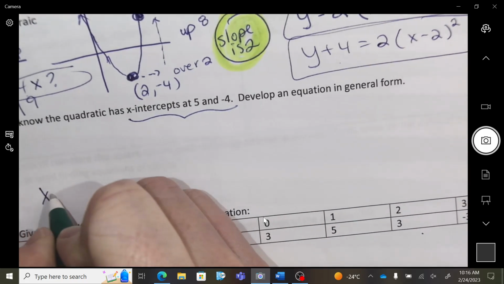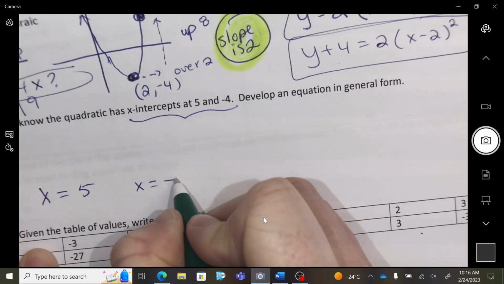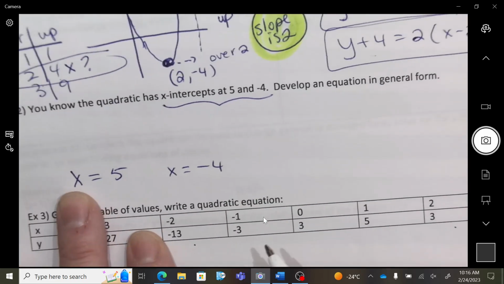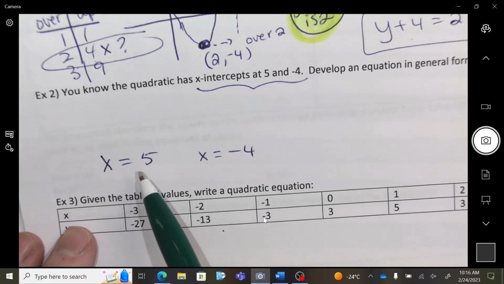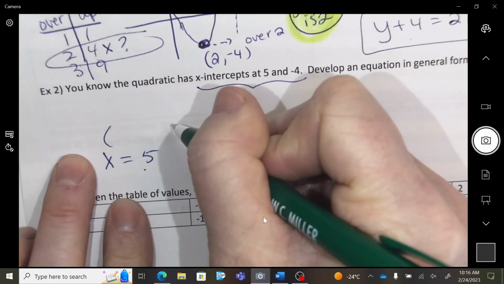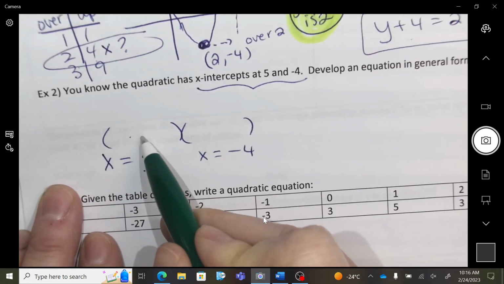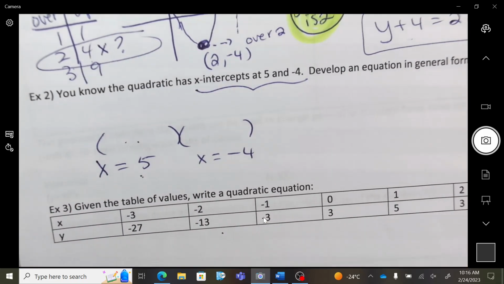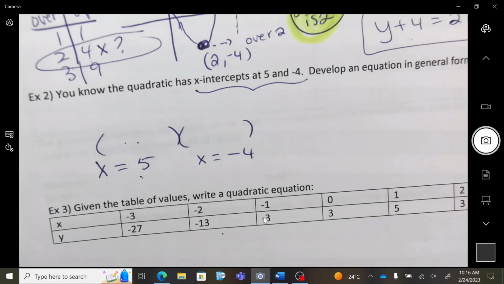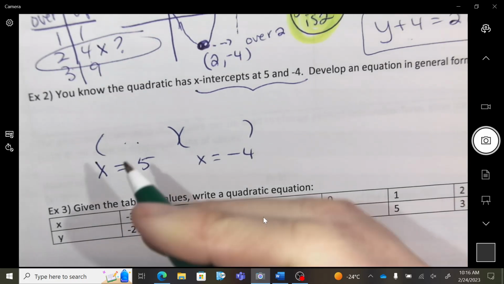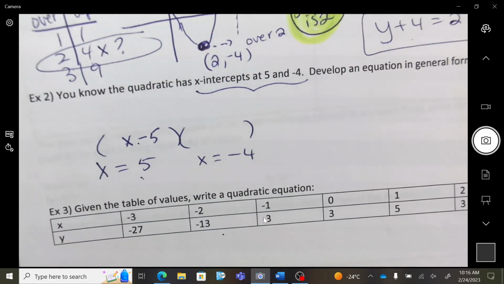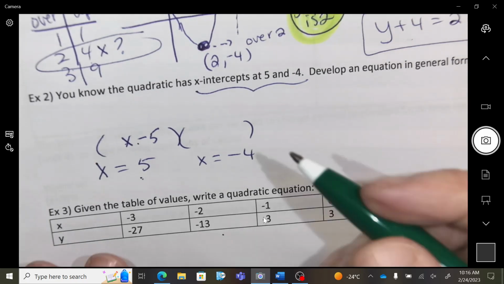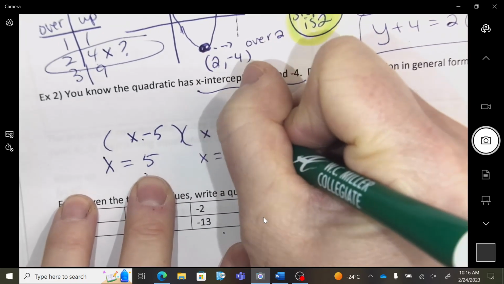Okay, so the x-intercept was, I'm at the bottom of my page. I'm going to work up to the top. Okay, what would the factor have been above that gave me the answer of x equals 5? X subtract 5 would have been the factor. What would have been the factor above an x value of negative 4? X plus 4.